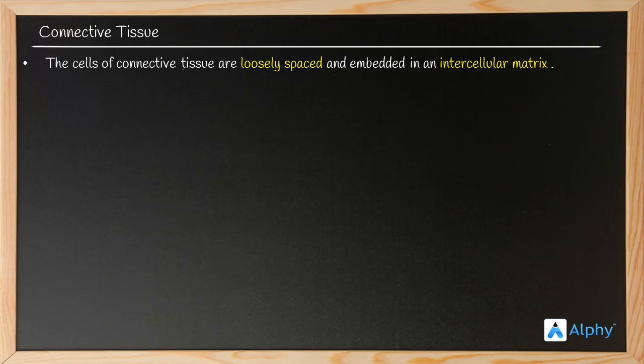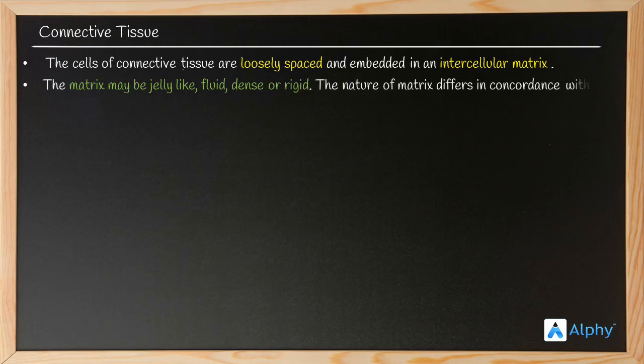A word on intercellular matrix now. The matrix may be jelly-like, fluid, dense, or rigid. The nature of the matrix differs in concordance with the function of the particular tissue. So, the intercellular matrix may be jelly-like, fluid, dense, or even rigid, which depends upon the function of that particular tissue. Which means there are different connective tissues which perform different functions in our body, right? That's it. Now, let's go for examples.